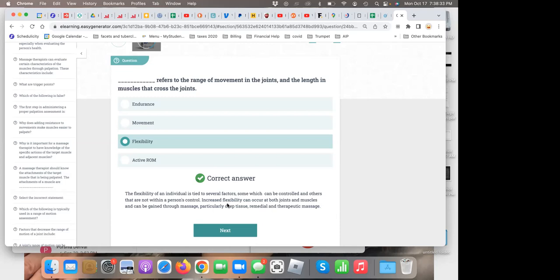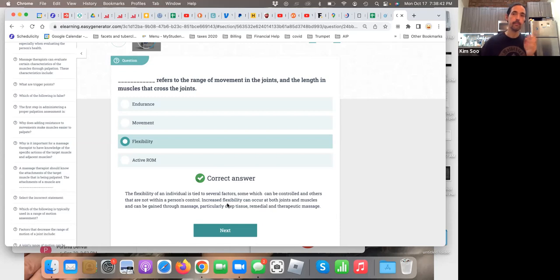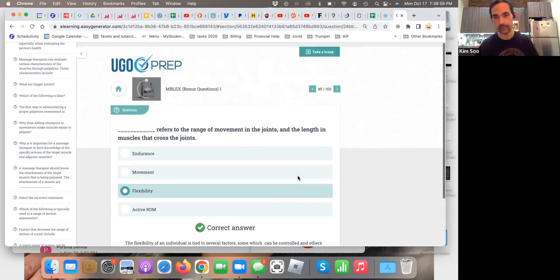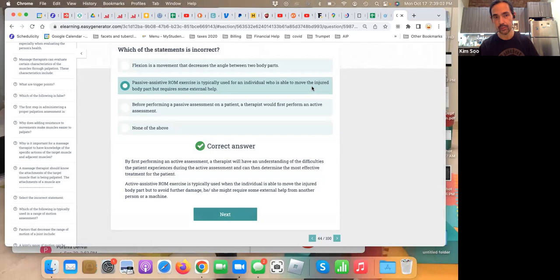Quick question. Is there a passive flexibility? Passive and active go with range of motion. They are included under the category of flexibility, under the umbrella of flexibility. Flexibility is broader than range of motion. Because the range of motion, here, let's go back. The range of motion is the amount of movement a joint is capable of.